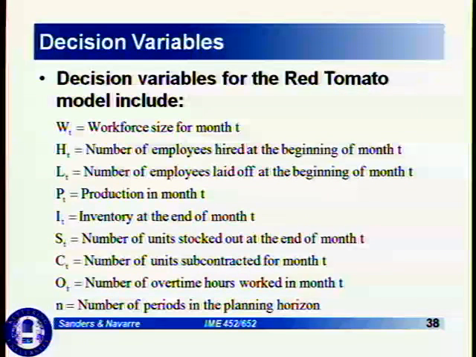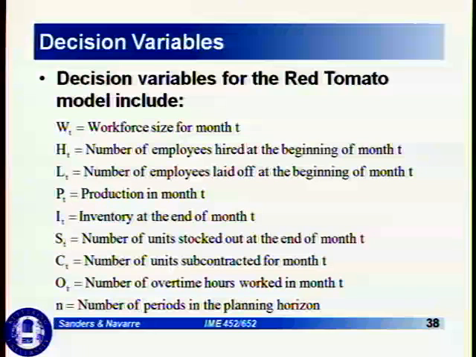The decision variables for the Red Tomato model include these, and they're slightly different from what was presented in Namias. So I provide this key here. Workforce, W sub T, is the same, workforce for each month. The number of people hired, H of T. Chopra uses the term laid off, so firing is L sub T, laid off. The amount of production, P sub T.